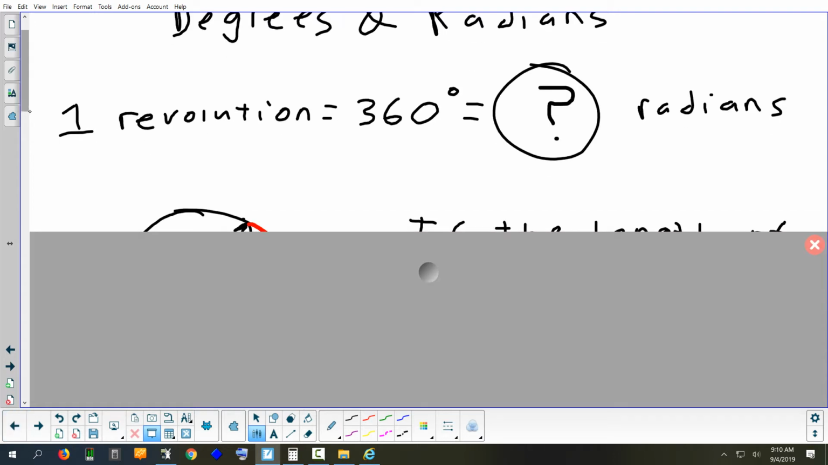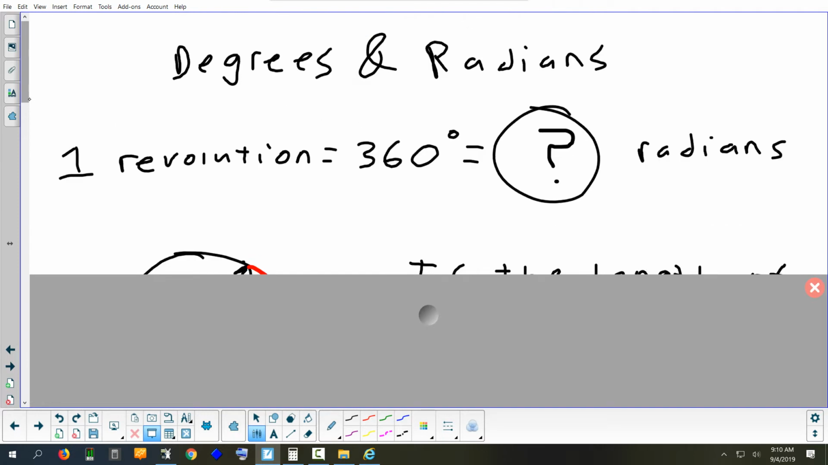So first thing I'm going to do is describe what a radian is to you using more of geometry. If you look at the word radian, does it kind of look like any other word from geometry?